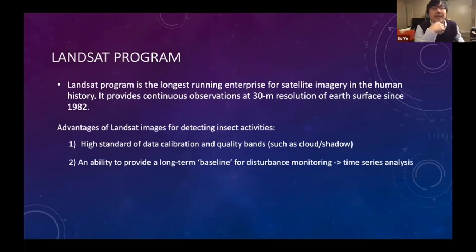Second, it can provide a long-term baseline for disturbance monitoring. This point is very important for time series analysis. Later I will introduce that.